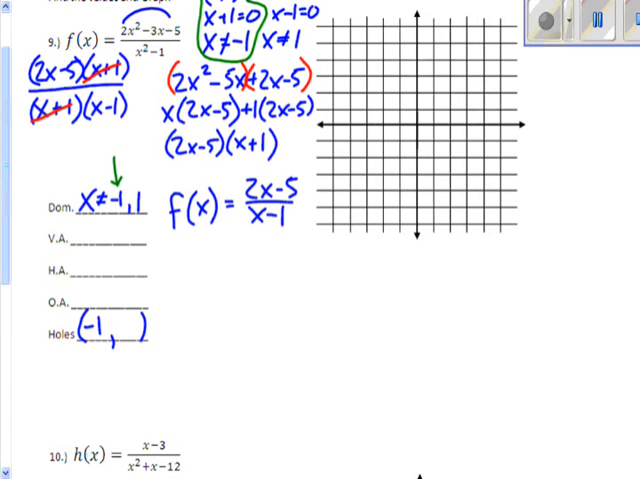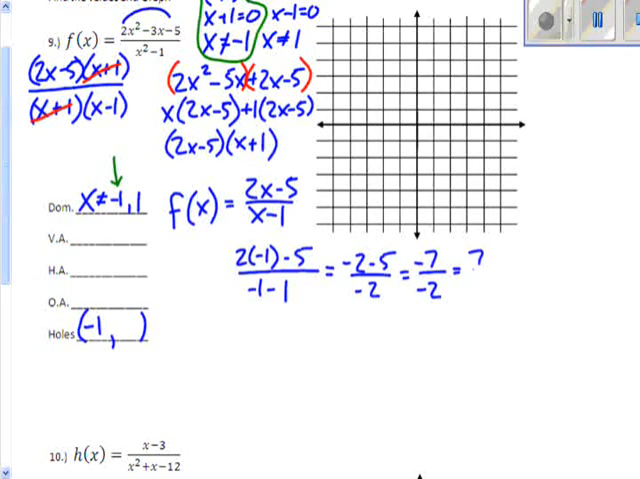I plug the negative 1 in. So right here, I'll plug it in right here. That's 2 times negative 1 minus 5 over the x, which is negative 1 minus 1. So that's going to be a negative 2 minus 5 over a negative 2. So that's a negative 7 over a negative 2. Negative divided by negative is a positive. So it's a positive 7 halves. Okay? Not very appealing to graph, but that's okay. We'll use that as a little bit of a check.